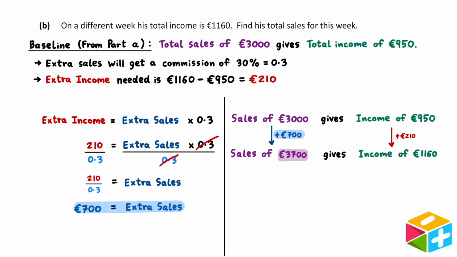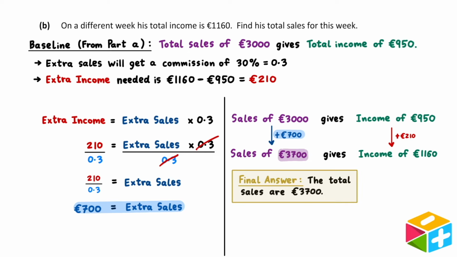When we add 700 to 3,000, we get 3,700. And this is our final answer. We have a total sales of €3,700.